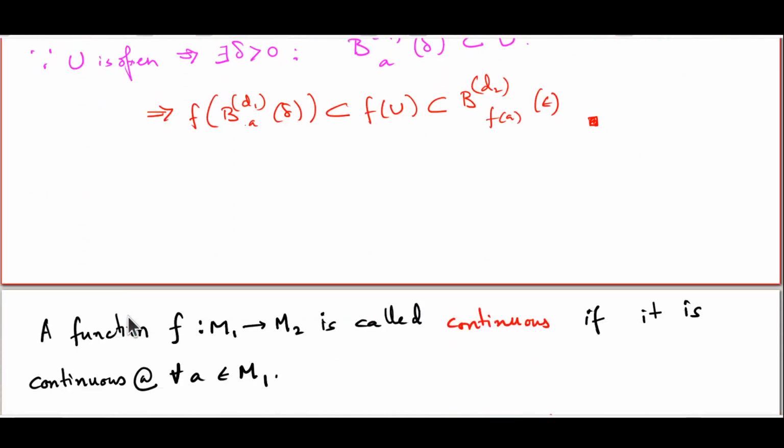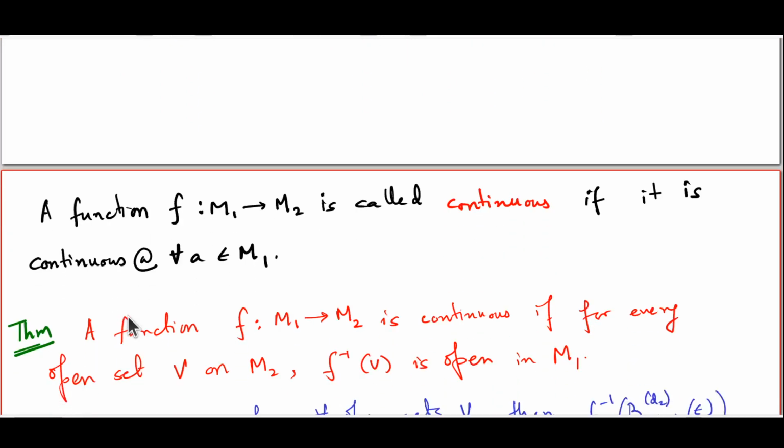A function f from a metric space M1 to another M2 is called continuous if it is continuous at all A belonging to M1. In other words, if you just say that a function is continuous without specifying where it is continuous at, then you mean that it is continuous everywhere. Now, for such continuous functions, we have a theorem which allows us to state or give an equivalent definition of continuity. A function f from M1 to M2 is continuous if for every open set V in M2, f inverse of V is open in M1.